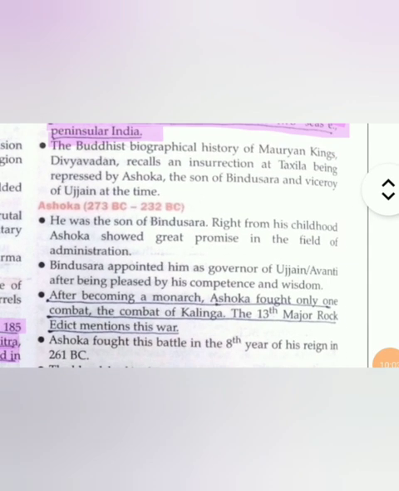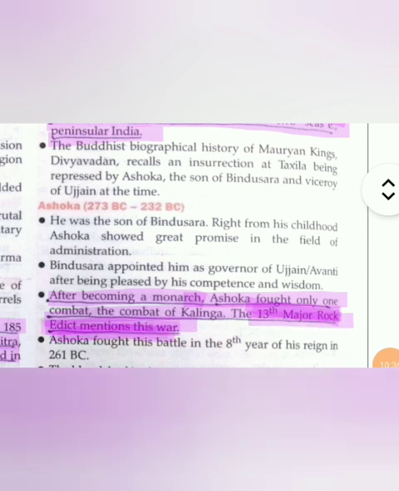Now comes Ashoka. So Ashoka was the son of Bindusara. After becoming a monarch, Ashoka fought only one combat, the combat of Kalinga. The 13th major rock edict mentions his war. So when Ashoka became a king, he fought only one war, the combat of Kalinga. And about the war of Kalinga, it is mentioned in the 13th major rock edict. So this is very important.